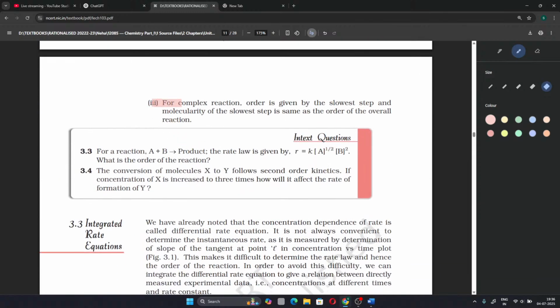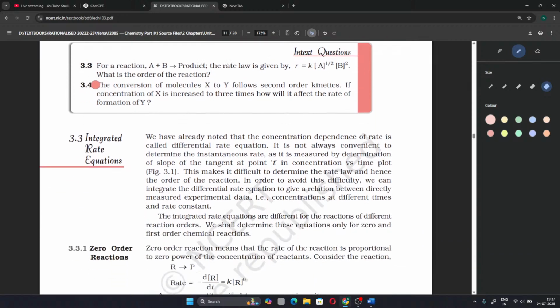Third conclusion, for complex reaction, order is given by the slowest step and molecularity of the slowest step is the same as the order of the overall reaction. Okay, fine, I understood that. Basically, it means that the order of the whole reaction depends on the slowest step and the order of the slowest step is the same as the order of the overall reaction.